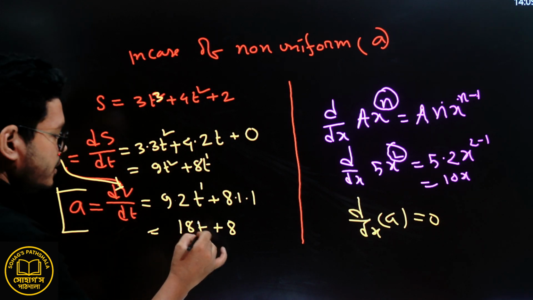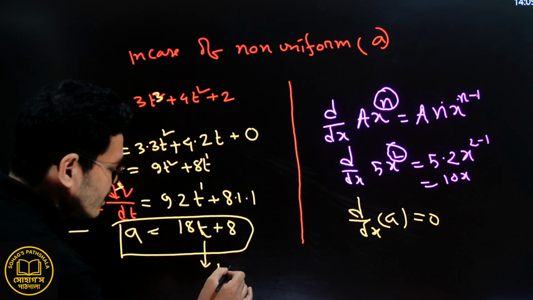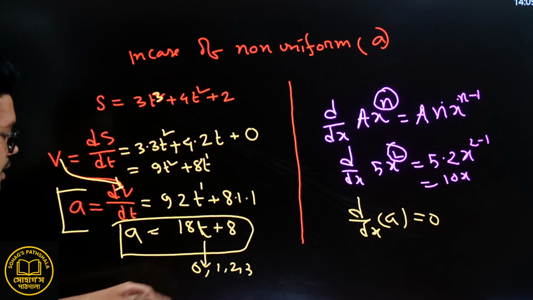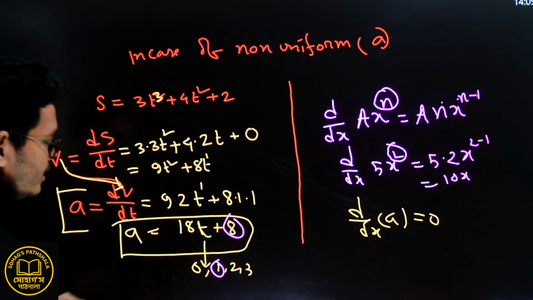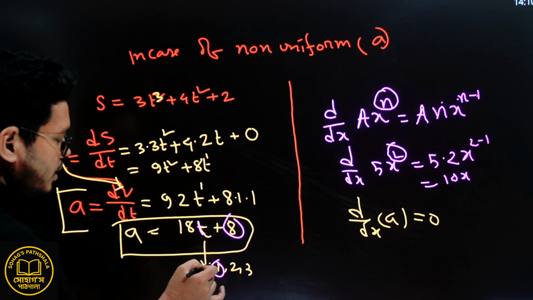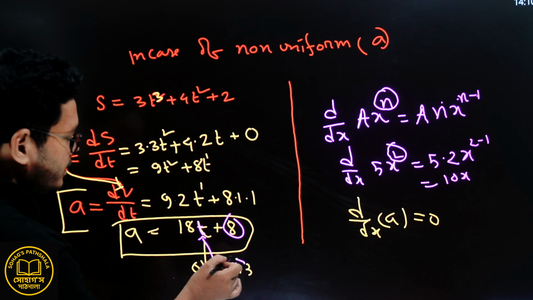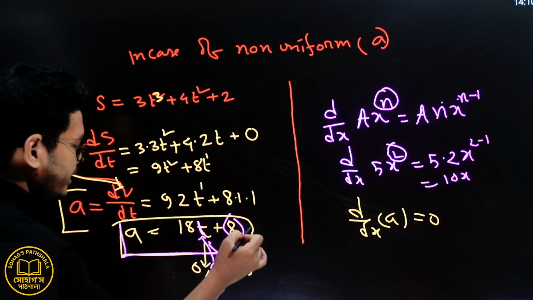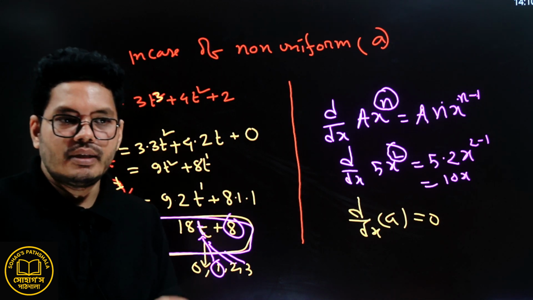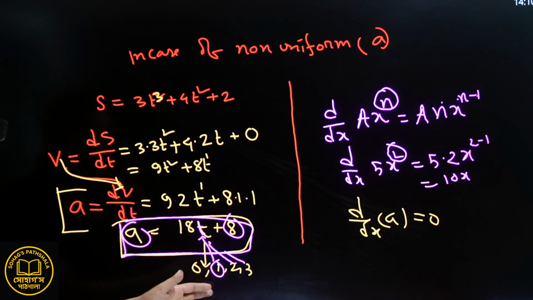So that is a, right? If you see this a, if you change the time, for example 1 second, 2 seconds, 3 seconds, or 0 seconds, so at 0 seconds, if the time is 0, the acceleration is 8, because this portion becomes 0. At 1 second, the acceleration, if we put 1 in place of t, is 18 plus 8, 26. And for 2 seconds, it is about 44 meters per second square. So every second, the acceleration is changing, right? So that is how there is a change in terms of non-uniform acceleration. You have to find it like this, and then you have to find what you call force.